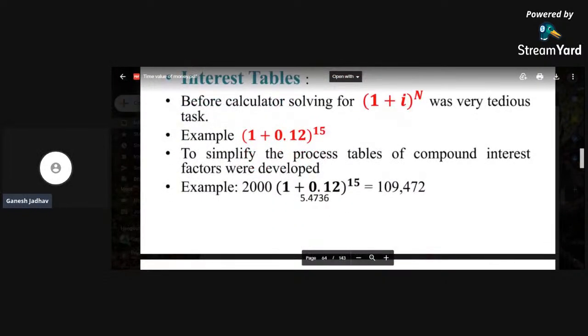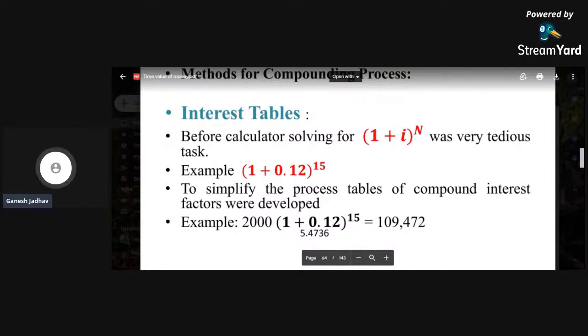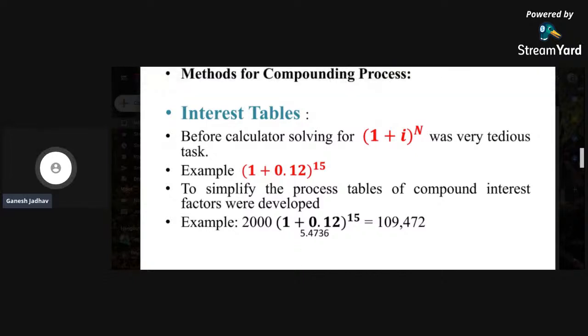For example, this is 1 plus 0.12. What is the 0.12? That is the interest. You can say it is an interest of 12%, and the number of years is 15. This is the period. Here is a huge number of periods, so this is a very tedious task.